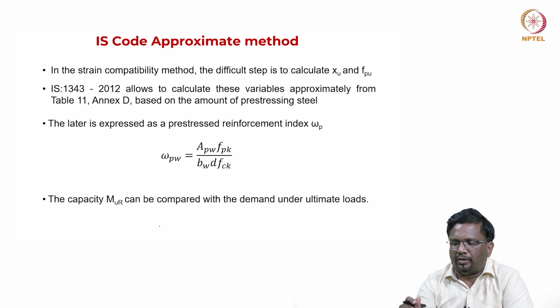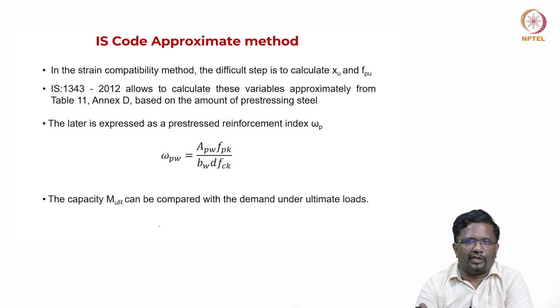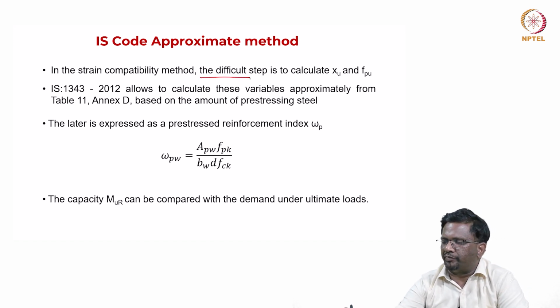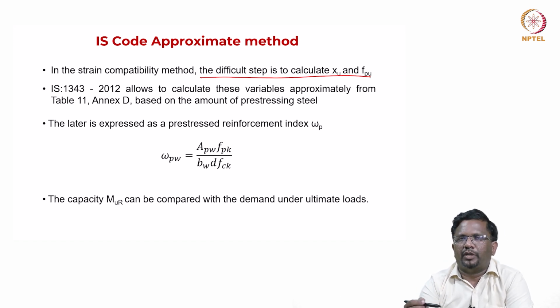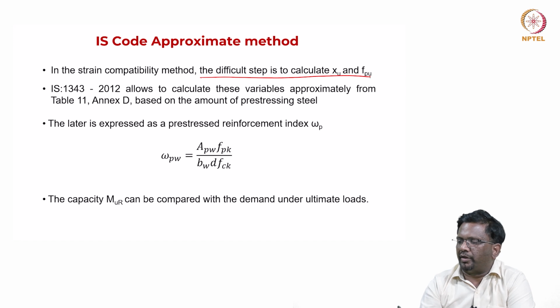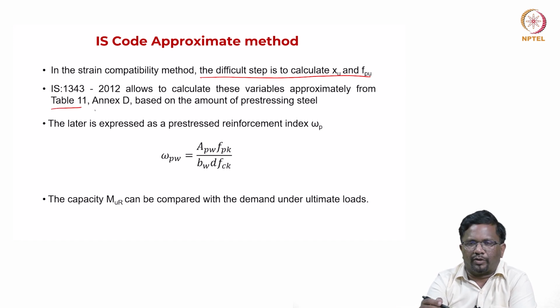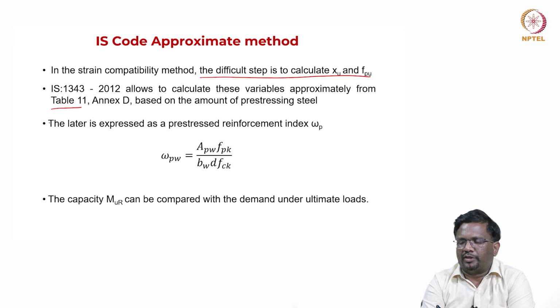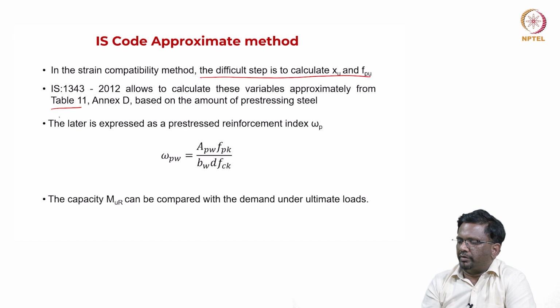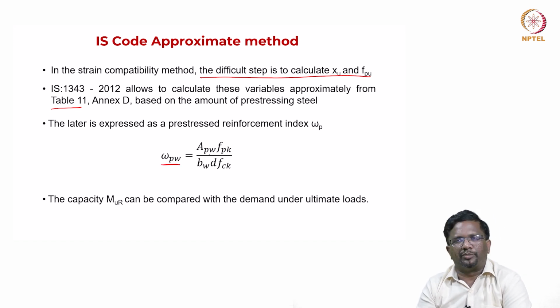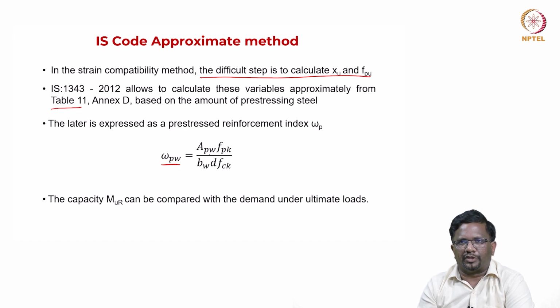Okay. The same way we can use an approximate method for doing the flange section analysis also, right. In the strain compatibility method, again the difficult step was to estimate the xu, because we are doing it in an iterative way, right. So IS 1343 allows us to calculate these variables from Table 11, again like what we discussed for a rectangular section. The same is applicable for the flange section as well. Now here the pre-stressing steel reinforcement index is given as APW times FPK by BWD into FCK.